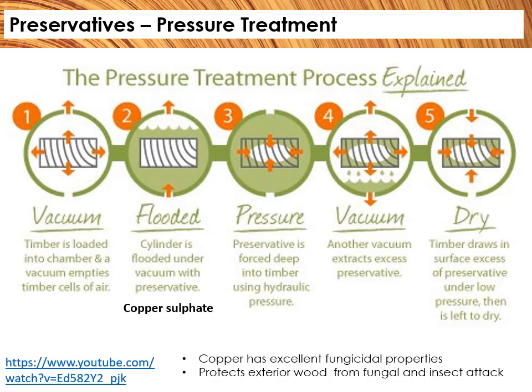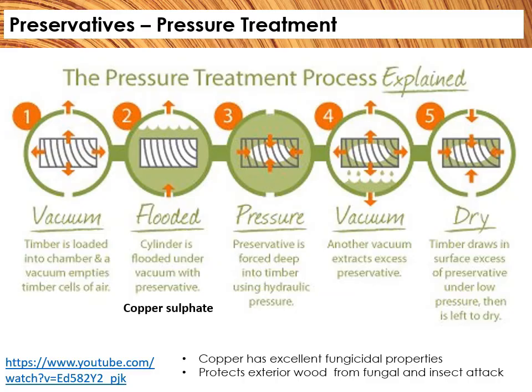So you can see on number 3, this preservative, which is usually a green colour, makes the wood look slightly green. You may have seen this in B&Q when you buy exterior wood in the garden centre bit. You might see that it has a slight green tinge to it. It's been pressure treated with this preservative, copper sulfate. After number 3, you can see the next step is a vacuum extracts any preservatives, and then the timber is left to dry.